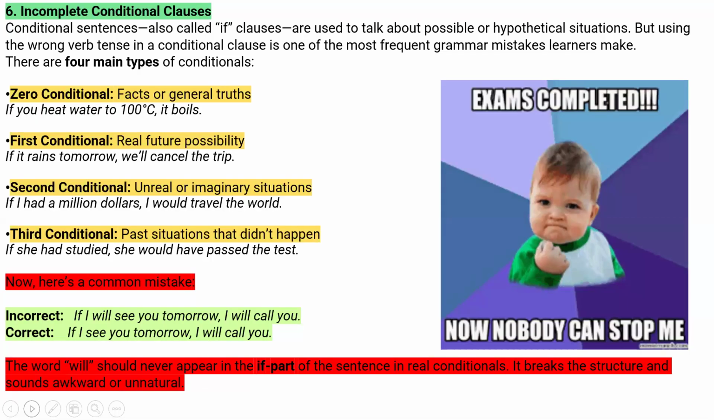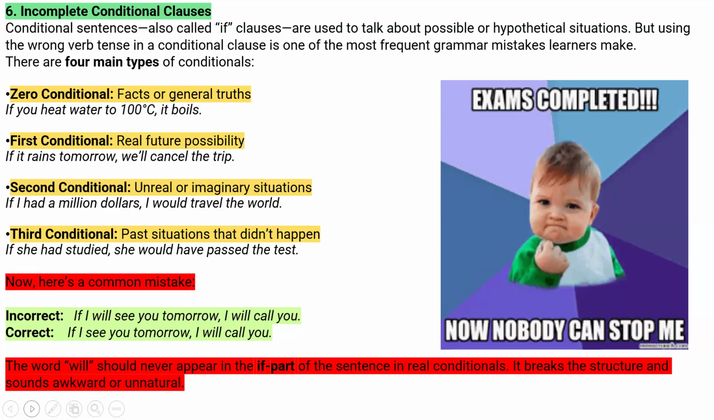Next, we have to take care of errors in incomplete conditional clauses. When we use conditional clauses, we have to take care while using dependent and independent clauses. We will learn conditional clauses in the next videos. They are of four types: zero conditional, which informs about general facts and general truths; first conditional, about future and possibility; second conditional, imaginary or unreal conditions; and third conditional, expressing the past.